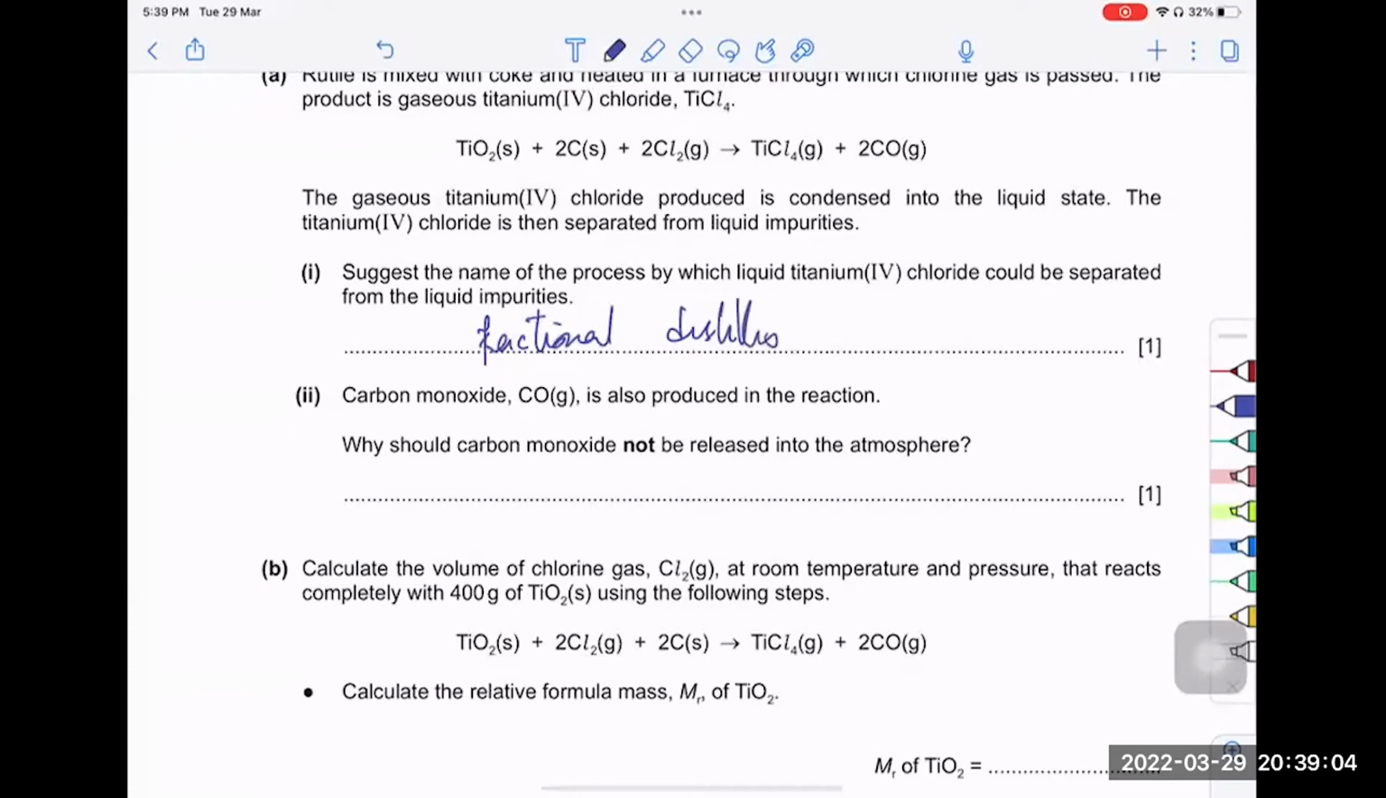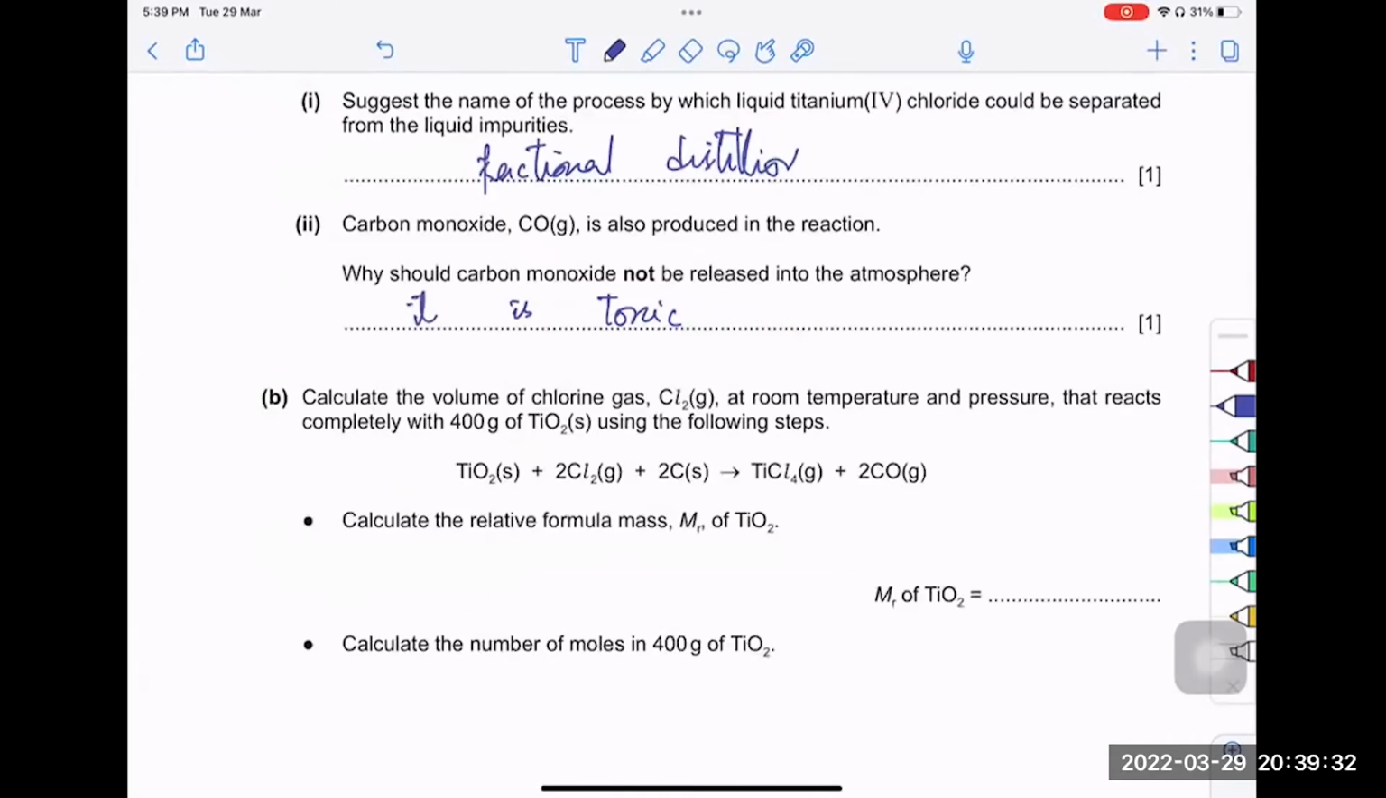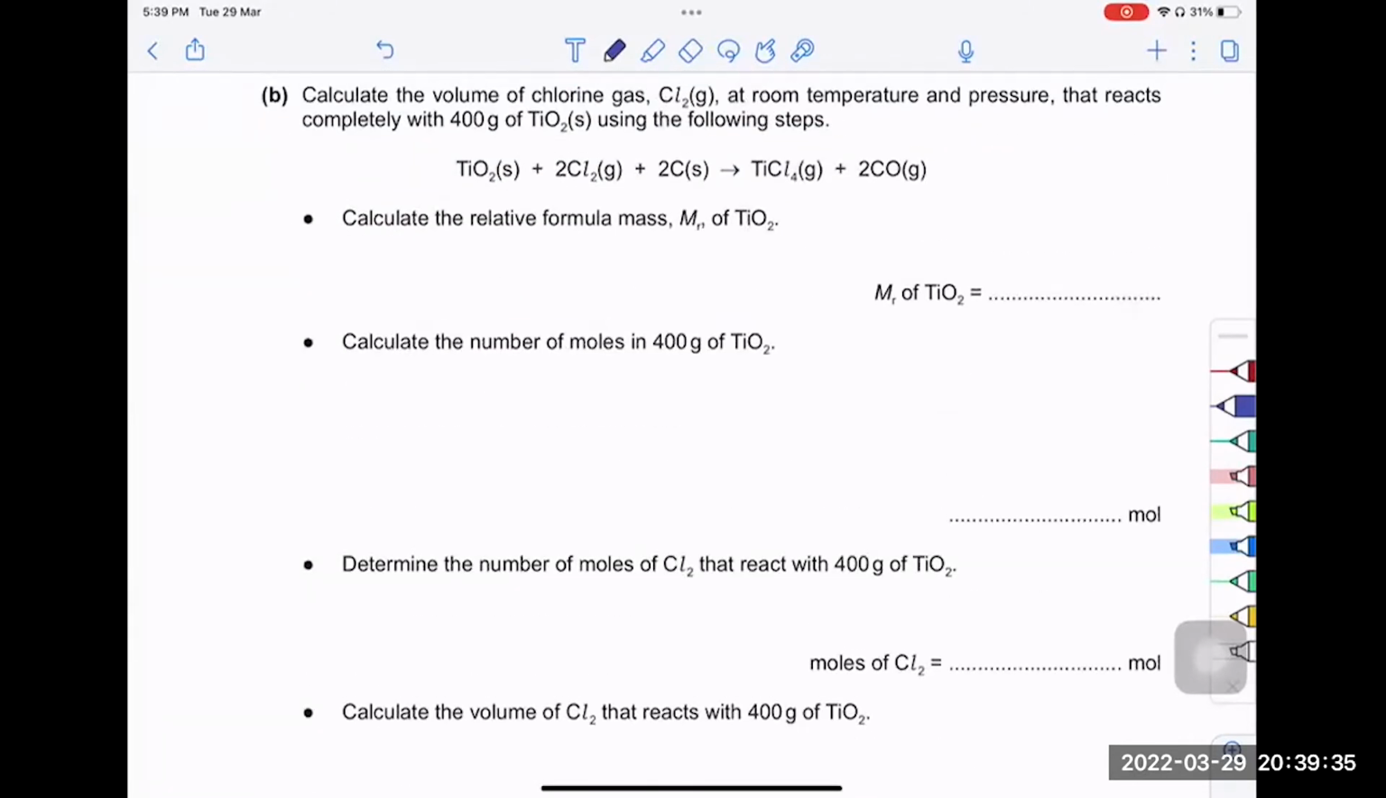Carbon monoxide is also produced in this reaction. Why should carbon monoxide not be released? Because it is toxic, because it is poisonous, right? That is the reason. So can we say that it causes global warming? Carbon monoxide does not cause global warming. Hydrocarbons produce global warming, or carbon dioxide causes global warming. This one causes blood cancer, sickle cell anemia, or it also causes respiratory issues, and poisonous at the end of the day.